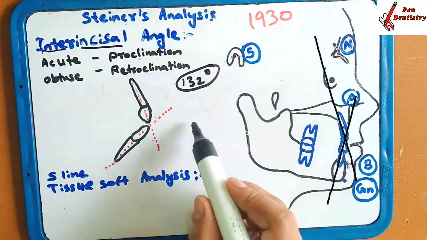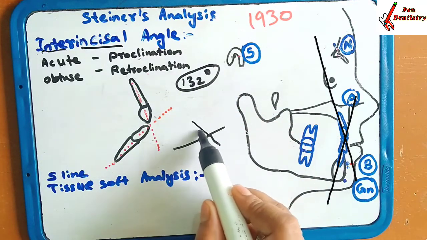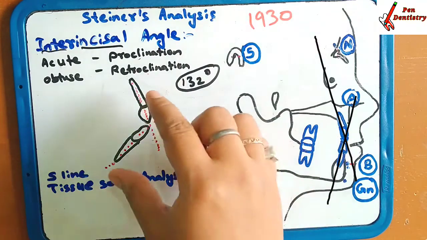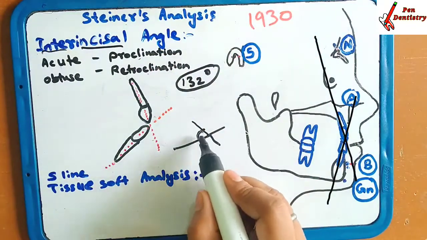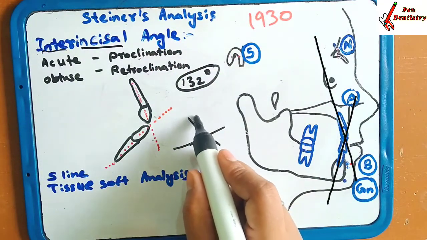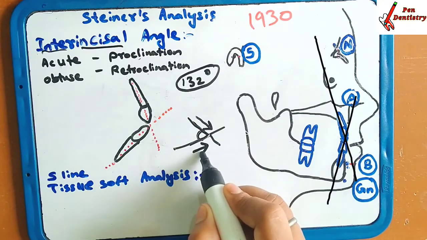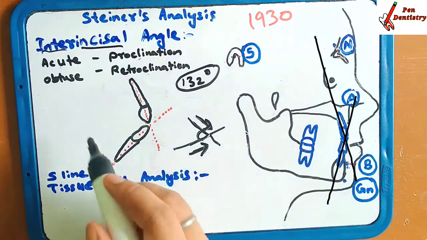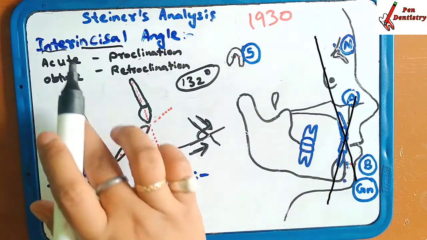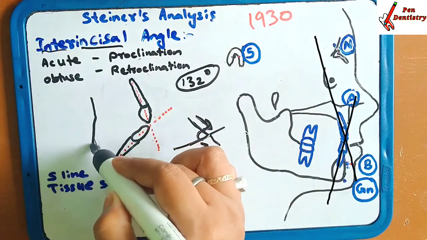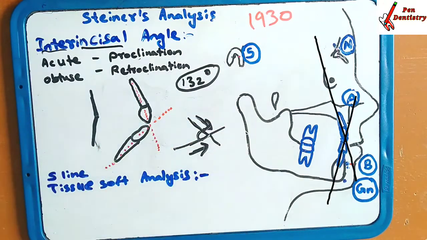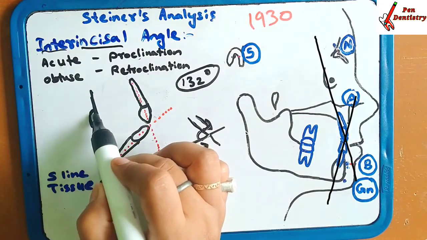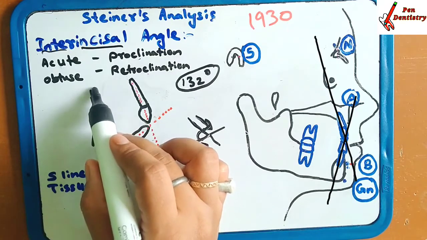When this angle is acute, when it is making an acute angle, at that time proclination is there. Means both the teeth are at an acute position like this. This is the position of one tooth and this is the position of the other tooth. They are showing proclination. When the angle is obtuse, like this, at that time retroclination is seen. With the obtuse angle, retroclination, the position of the teeth is inside.